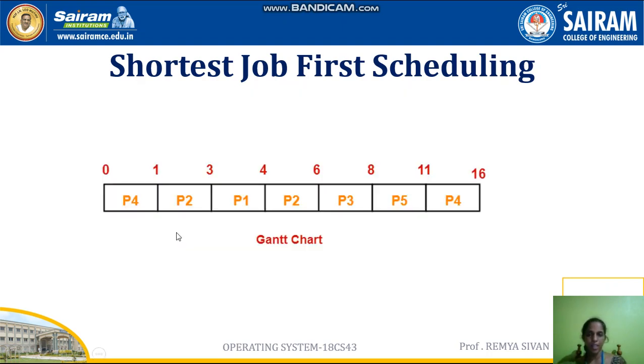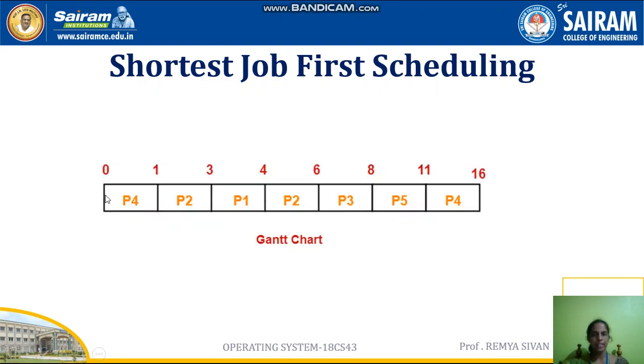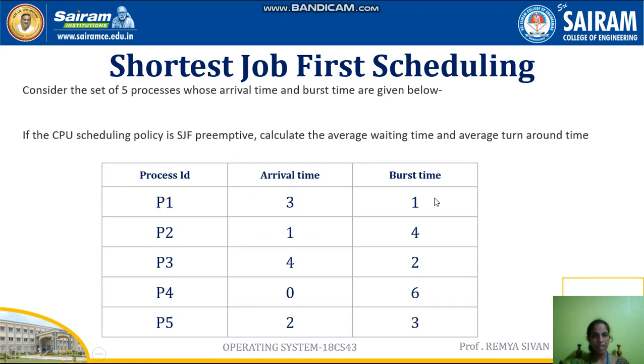Preemptive mode means we can take the processor from the process forcefully. So at time 0 only P4 is available, right? So P4 will be starting their execution at time 0. But at time 1, one more process came. That process name is P2 and its burst time is 4, and P4 executed for 1 millisecond.